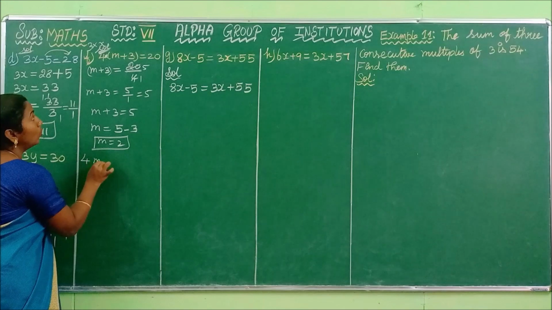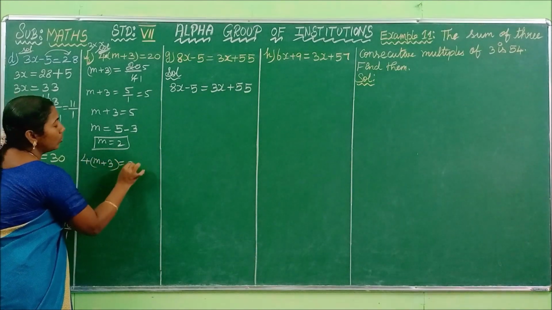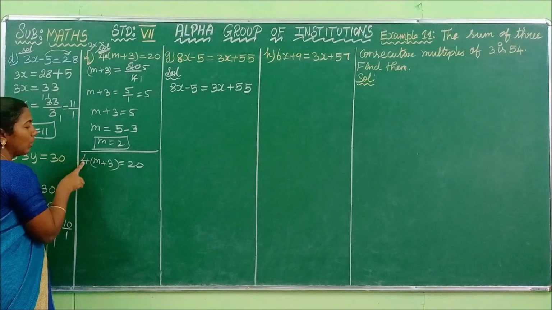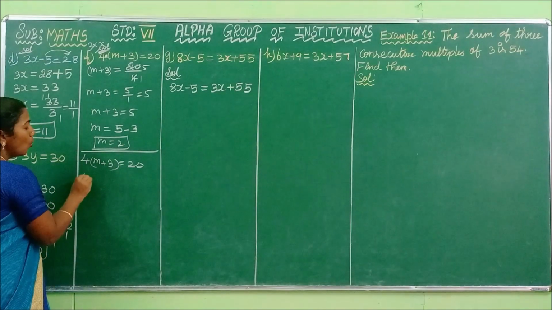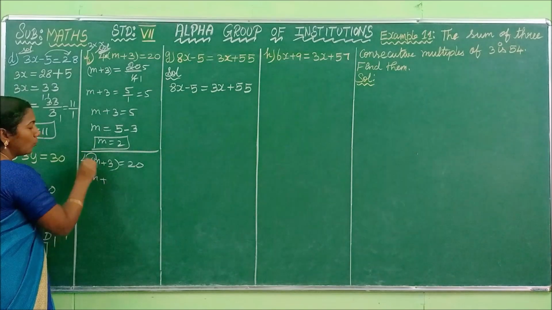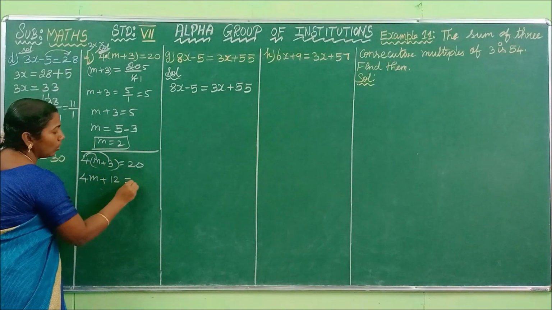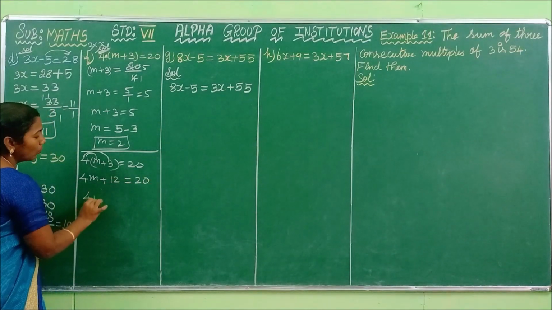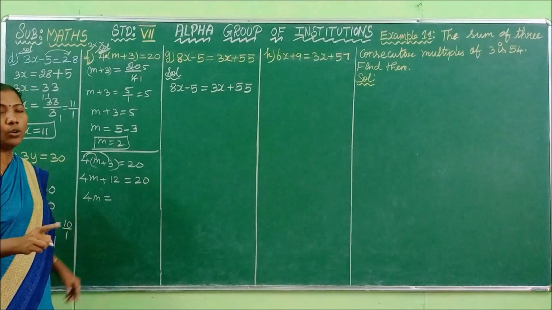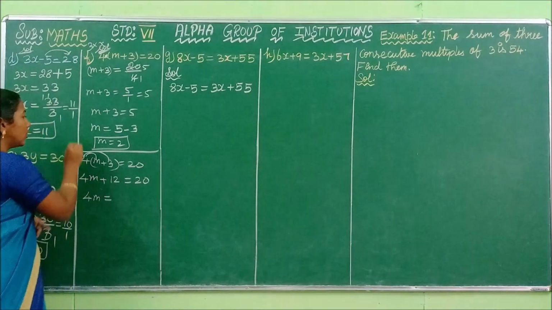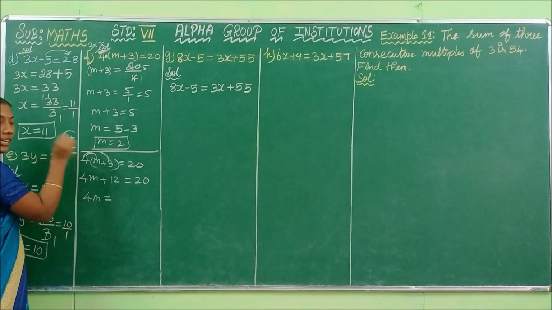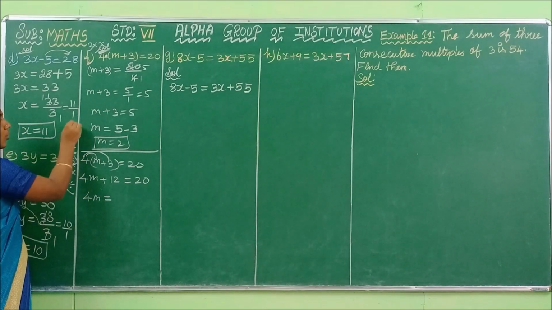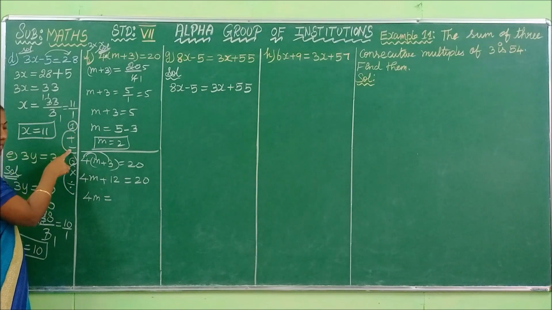It is 4 into (m plus 3) equals 20. This is the first method. This is the second method. Now we have to multiply the 4 with these two terms. So 4 into m, 4m. 4 into 3, 12 equals 20. Okay. Next you have to bring this 12 to RHS. 4m equals, because as I already told, you have to first bring the terms which are in addition and subtraction. Next you have to bring the terms which are in multiplication and division. This is second. First you have to bring the terms which are in addition and subtraction.